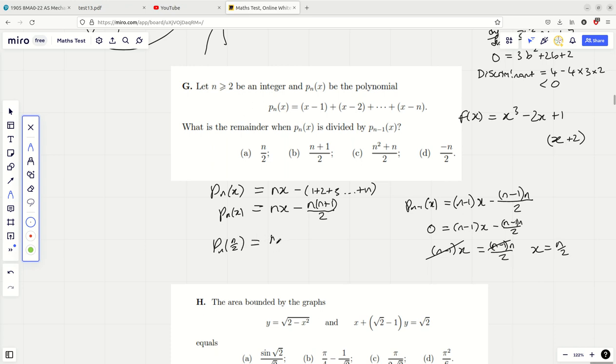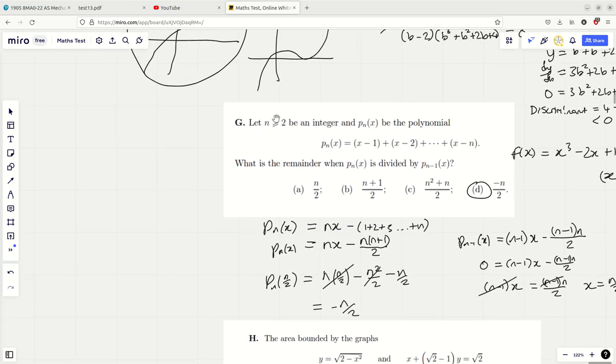We're going to have n times n over 2 minus n, well, let's actually multiply this out. N squared over 2 plus, minus, careful with the sign there, minus n over 2. And so what have we got? Well, those first terms cancel, and you get minus n over 2. So the answer is D.